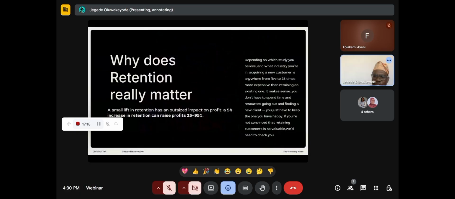So the question then is, why does retention really matter? I'll give you two reasons. Number one is that it is 5 to 25 times more expensive to acquire one customer than to retain a customer. So if you want to say, for instance, I'm going to be using my business.